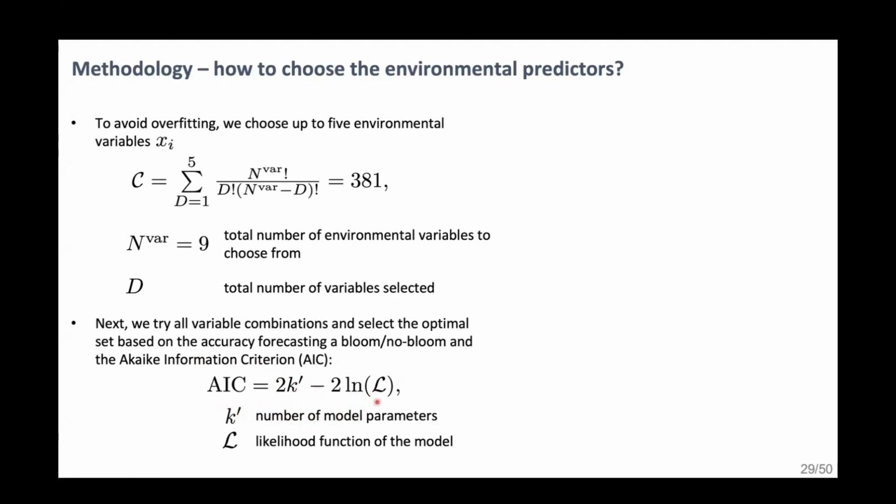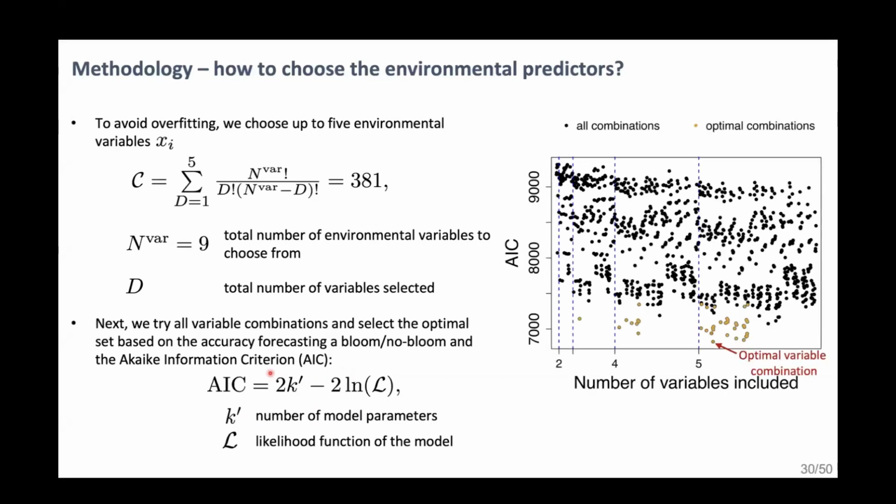And then the second term is linked to the likelihood function, so how well is the model performing? And this is a negative term. So if the model is better, your AIC will go down. So the lower the AIC, the better.